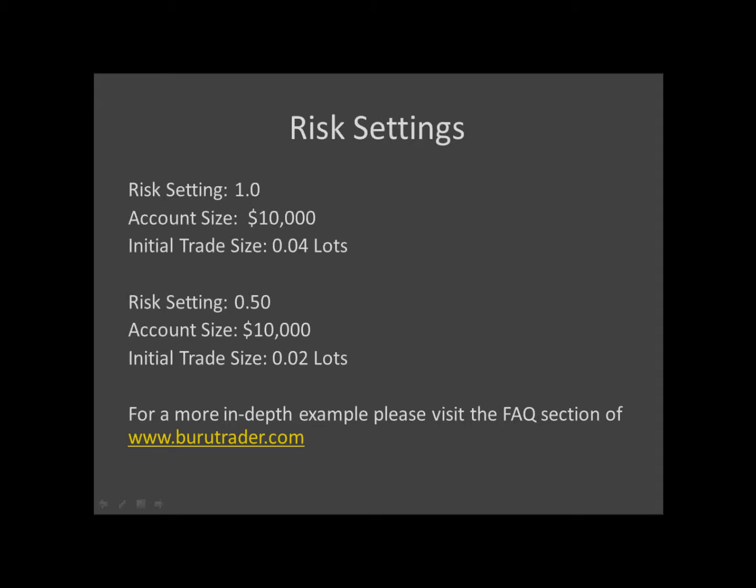Now make sure that when you're choosing your risk setting that you take into account that the minimum lot size available to trade is 0.01. So if you choose a risk setting that will create the lot size to be less than 0.01, Buru will not be able to trade. And you can see a more in-depth example of the exact calculation on the risk settings if you go to burutrader.com and click on the FAQ section.